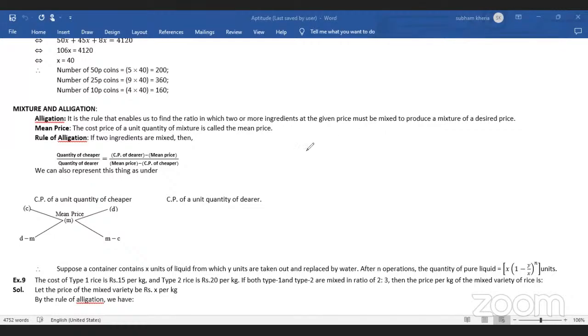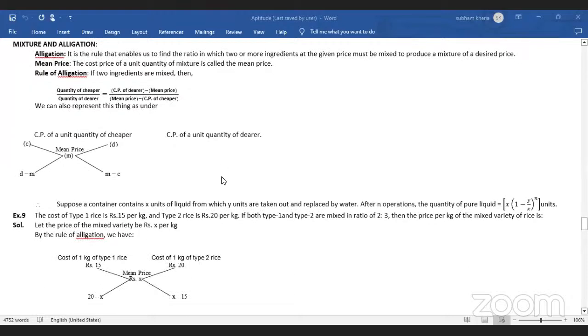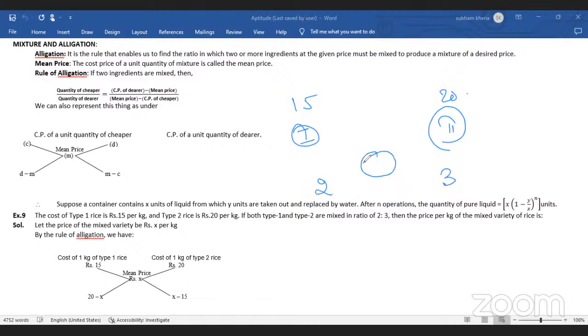For example, see here we have cost of type 1 rice is 15 per kg, and cost of type 2 rice is 20 per kg. If both type 1 and type 2 are mixed in the ratio 2 to 3, the ratio is also given. I need to find the middle ground, the price per kg of the mixed variety. This one I have to find. So let this be x.